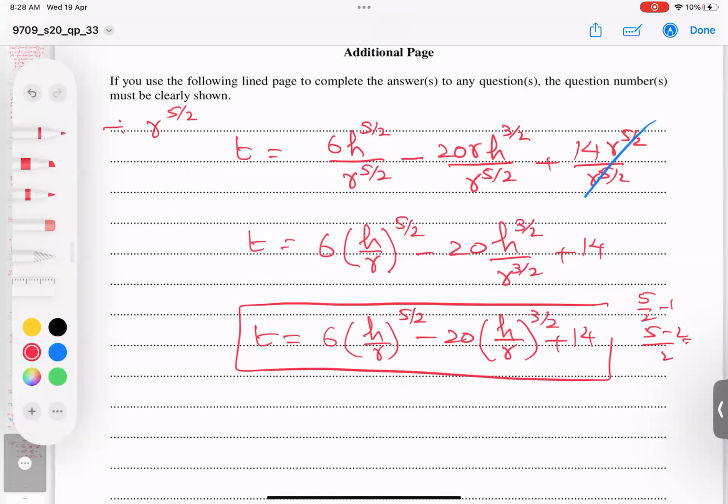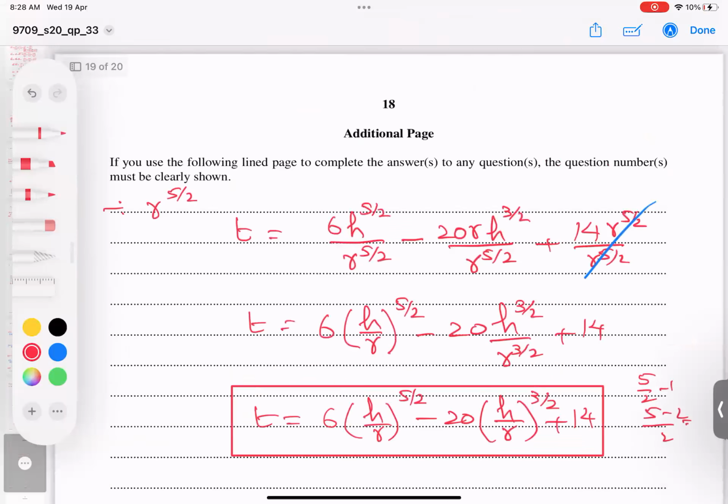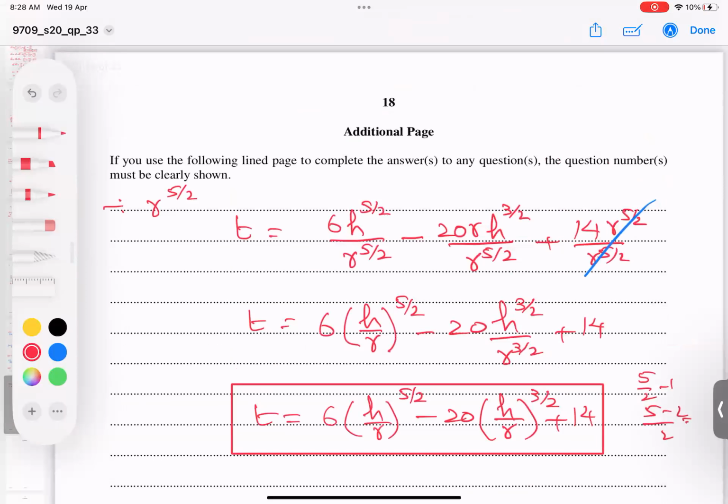So I hope you understood well the idea of the question, and the question is over and the paper is over as well. And I hope you understood the paper the way I explained.